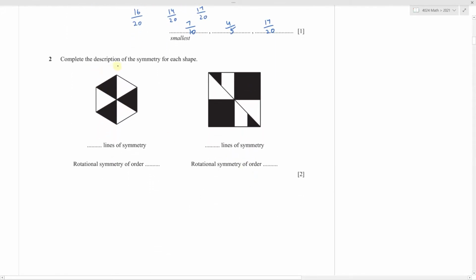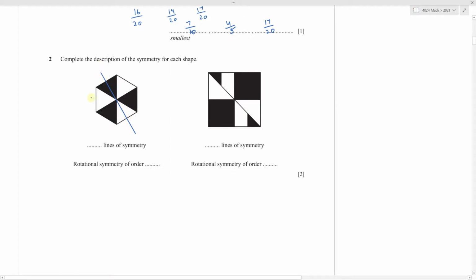Question number 2, complete the description of the symmetry for each shape. So first you have to find the lines of symmetry. If I look at this diagram, I can draw this line of symmetry through this point here, and this is a mirror image. So each half is a mirror image of the other. I have this half triangle on this side, then this half on this side, this full black triangle here, and full black triangle here, and the white ones here. So this is a correct line of symmetry for this shape.